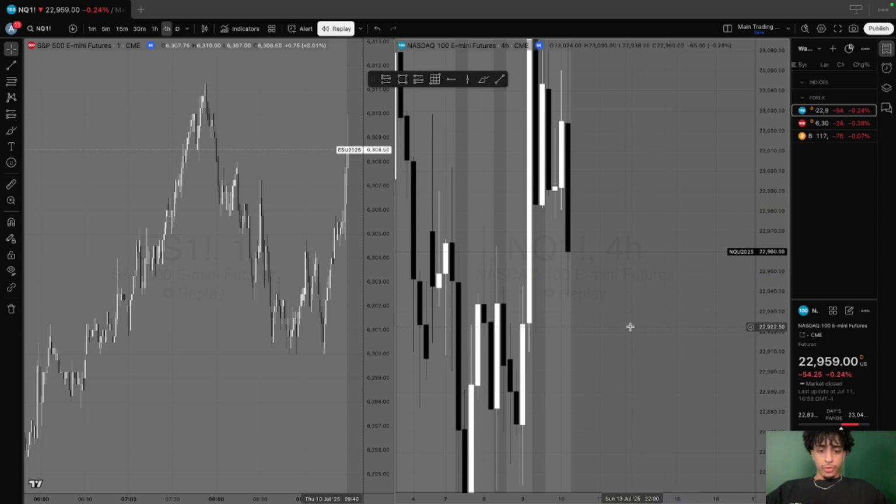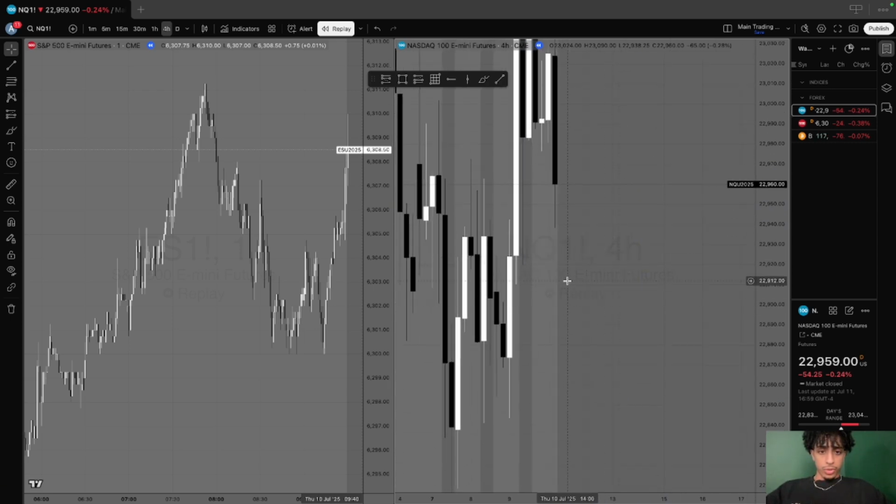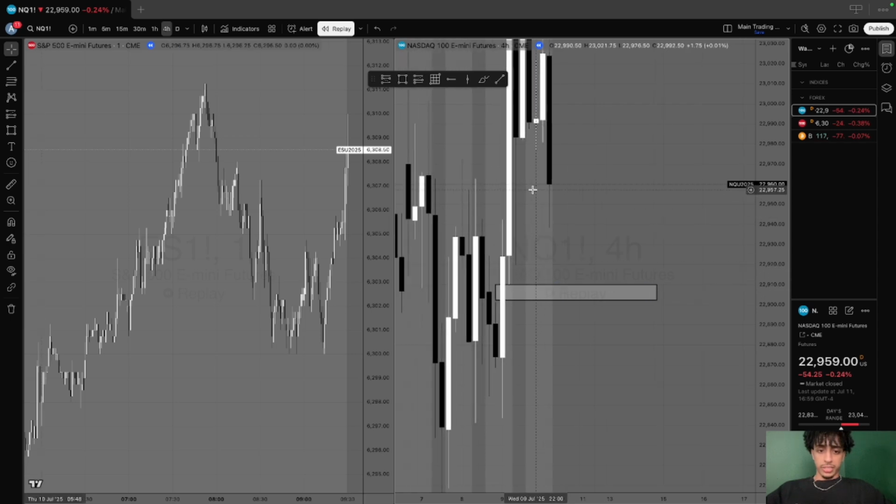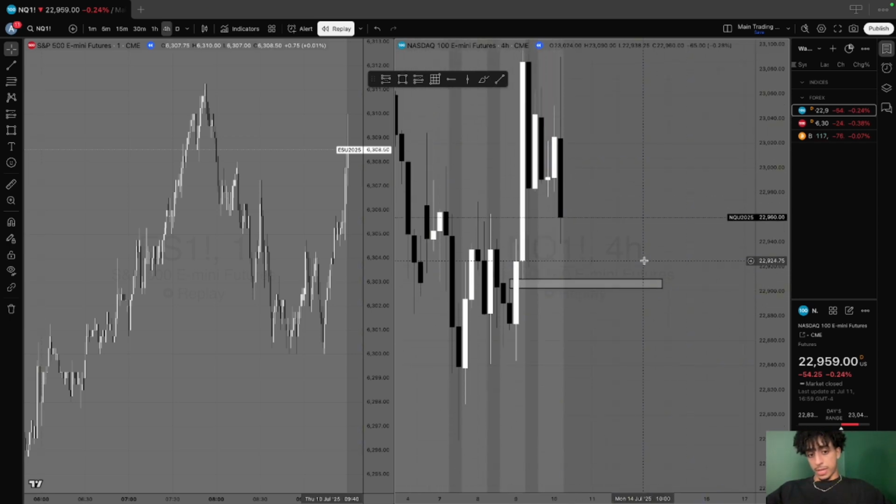So boom, we're on the 4 hour. Now, what do I see? I do see this imbalance right here. Remember, I'm very imbalance heavy. But another thing to think about is this is kind of far away, so this would not be take profit 1 for me. This is pretty far away from where price is currently at, so I would also keep that in mind.